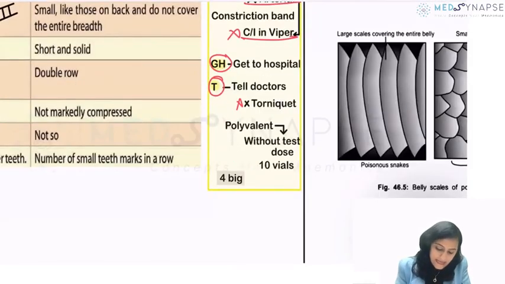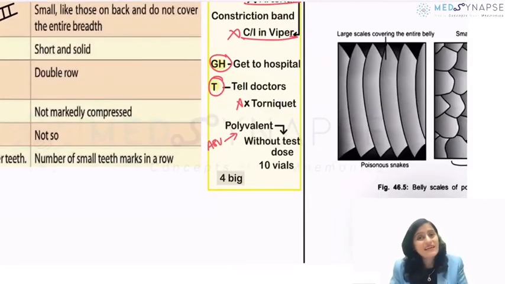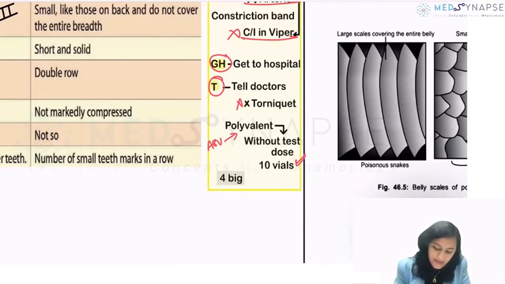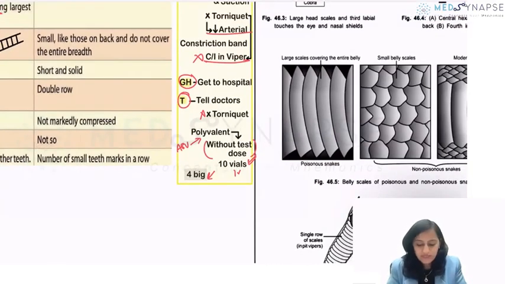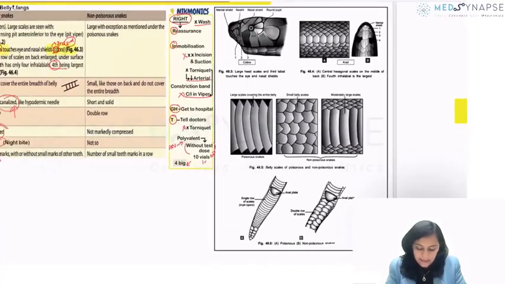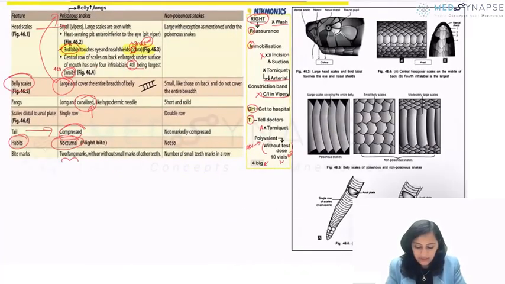The anti-snake venom that we have is polyvalent. In India, it is against the 4 big snakes. And we give 10 vials IV without the test dose. Okay, we give 10 vials IV of anti-snake venom without the test dose. So this is what you need to know for the snakes.